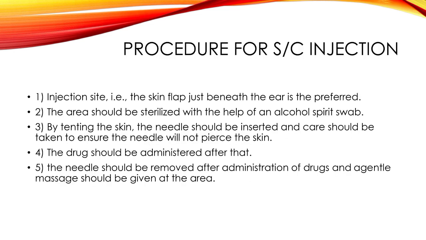The procedure for giving a subcutaneous injection is: firstly, we have to select the injection site, that is, the skin flap just beneath the ear, which is the most preferred site for subcutaneous injection in pigs. The area where the injection is to be administered should be made aseptic with the help of an alcohol spirit swab. By tenting the skin, the needle should be inserted, and care should be taken to ensure the needle does not pierce through the skin. The drug should be administered after that. The needle should be removed after administration of the drug and a gentle massage should be given at the area.